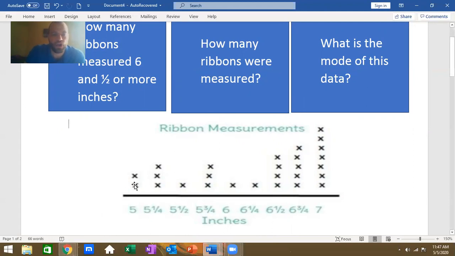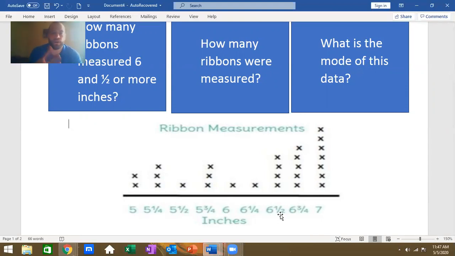There are 2 X's on top of the 5. That tells you 2 different ribbons measured at exactly 5 inches, and then 5 1/4, 5 1/2, 5 3/4, and so on and so forth. So the question is, how many ribbons measured 6.5 or more? Does 6.5 count? Yes, it counts because it's at least 6.5 inches.